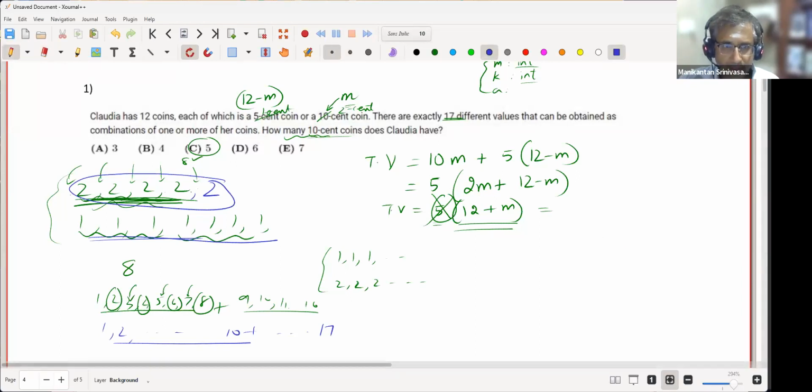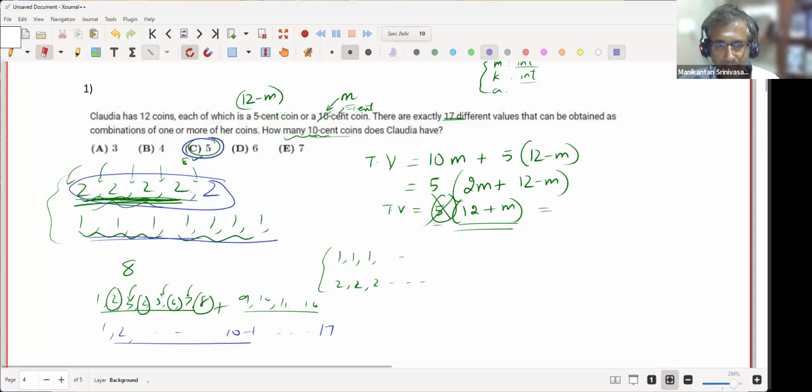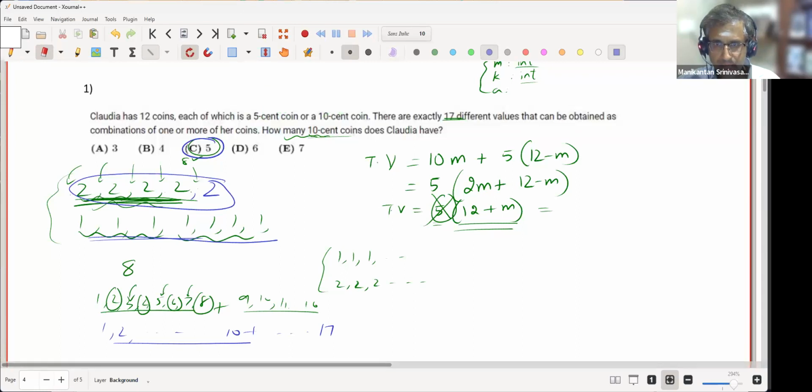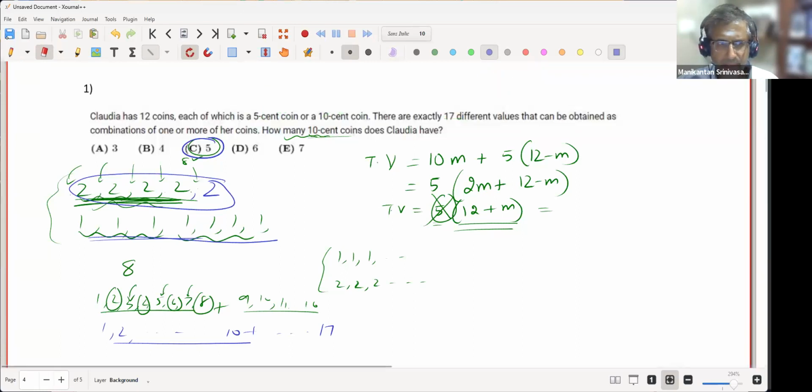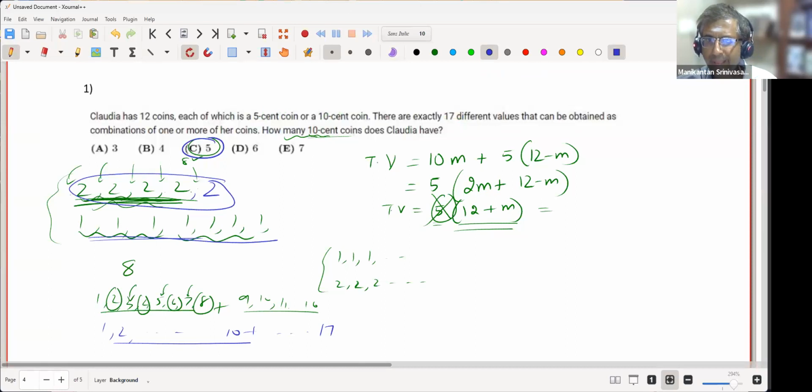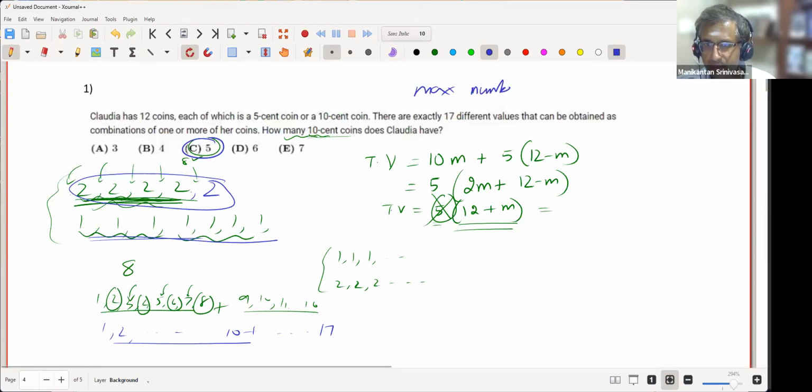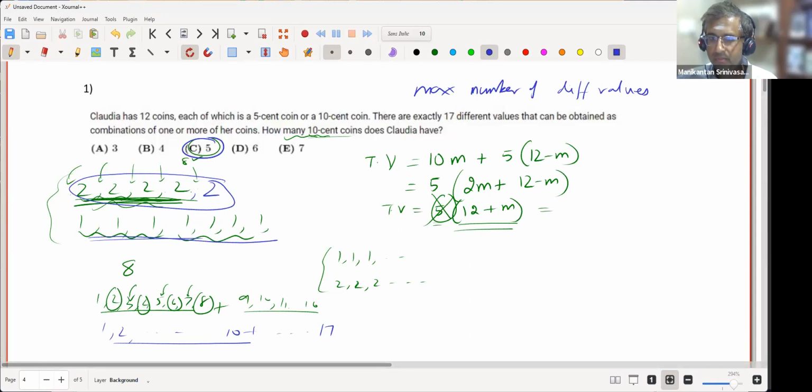Now let me ask another variant question on this one. In this case, 17 different values can be obtained. So what is the maximum number of different values that you can obtain? In this case, it's 17. I can have an example where I can do only 15. I can have an example where I can do 18. What is the maximum number of different values? And what will be the number of 10 cents in that case?